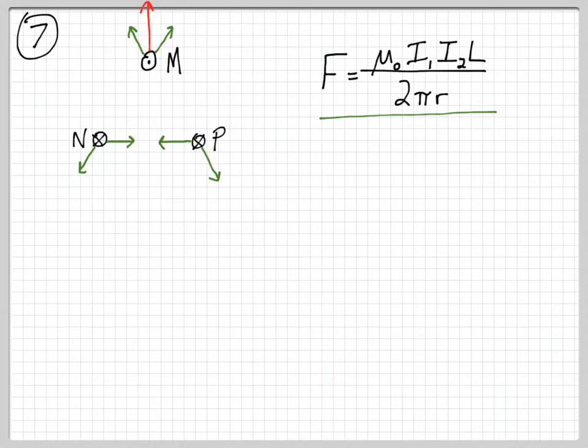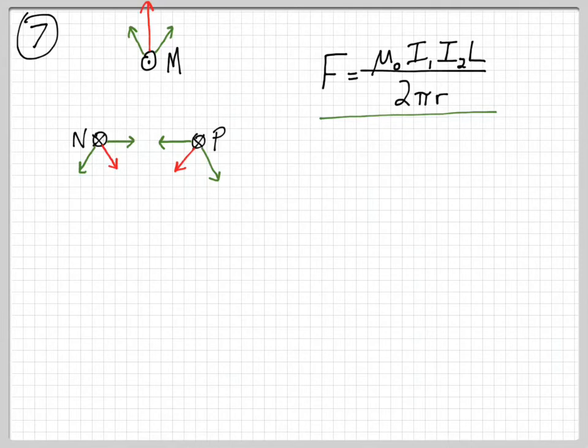For the other two wires, it's not quite as simple, but if you add those vectors together, you're going to have to get something that's basically in between. So you're going to get forces that look something like this. On wire N, the force goes down and right. For wire P, it goes down and left. So that's it for part A. That's the conceptual part.